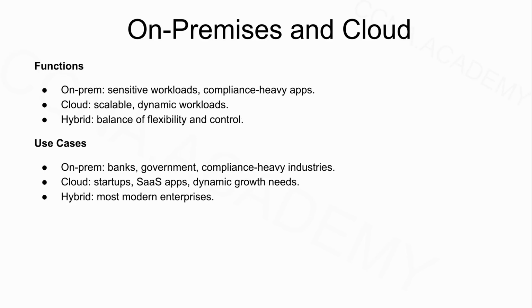On-premises suits compliance-heavy industries like banking or government. Cloud fits startups, SaaS applications, or organizations needing rapid scaling. Hybrid environments are now the most common, blending control with flexibility for modern enterprises.